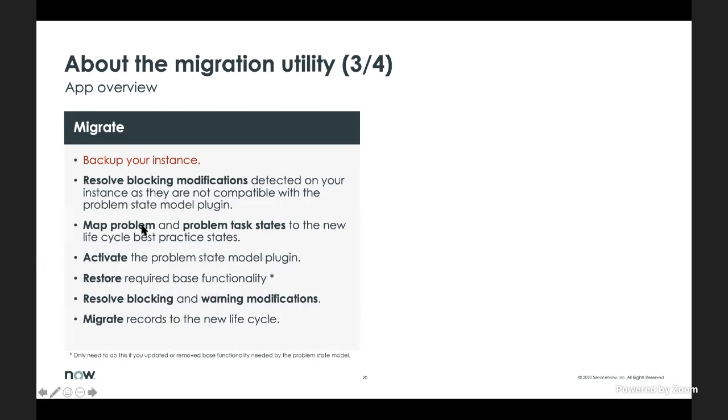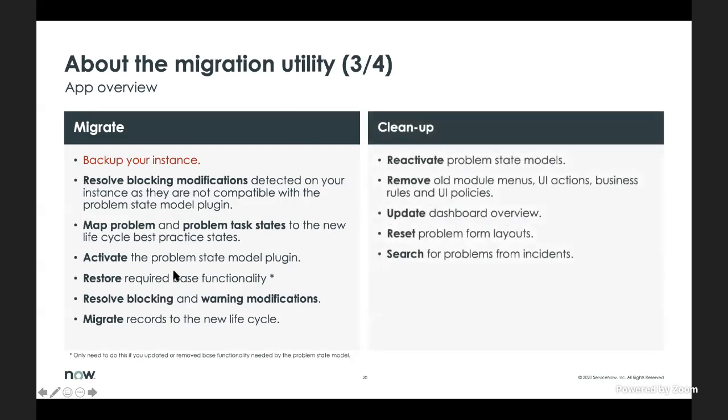And then lastly, once you've activated the plugin, we'll then bring up anything that's now a blocking issue or a warning modification that you should take care of before you migrate your records to the new states that you mapped earlier. And then once you've done all of that, there's some things that we don't need anymore from the older version of problem management. So you'll go through and remove some of the older bits and update a few bits as well. So your instance will then be as close as we can get you to the base version of problem with your data.